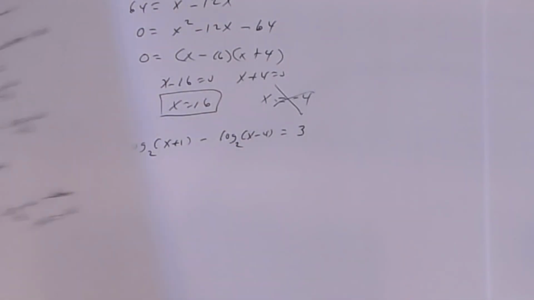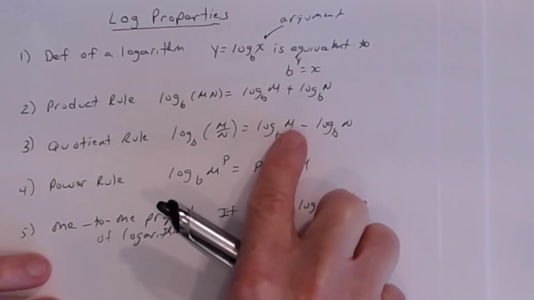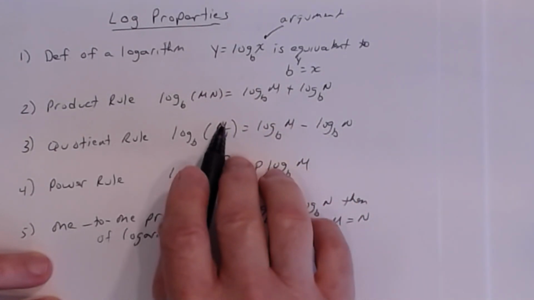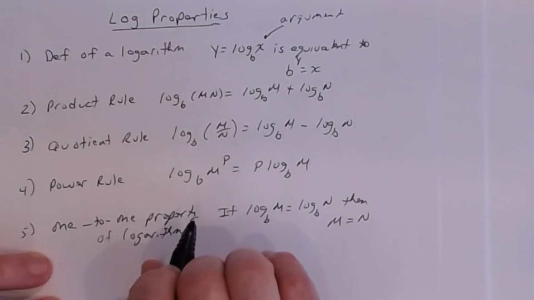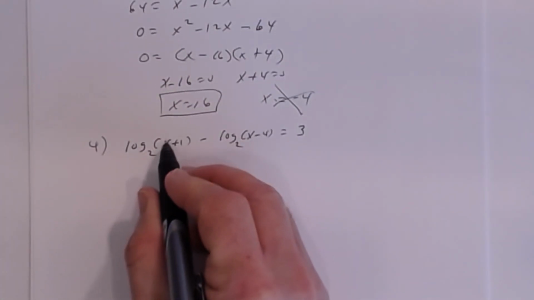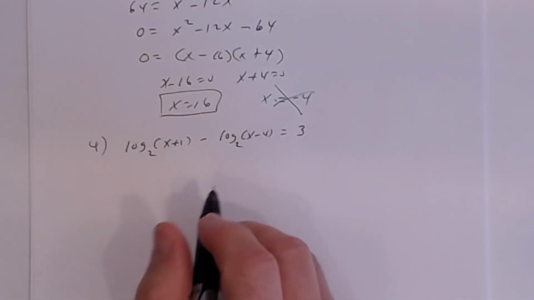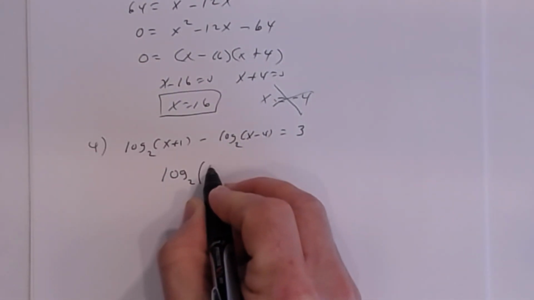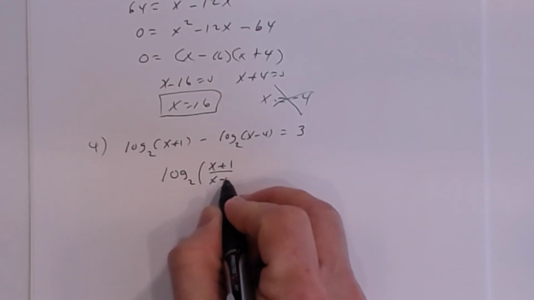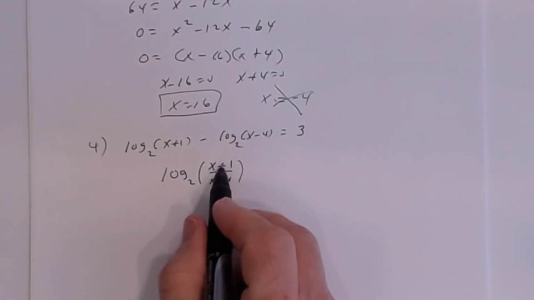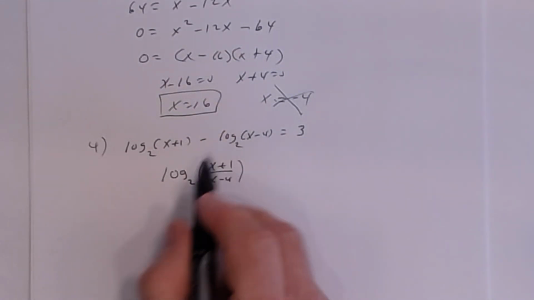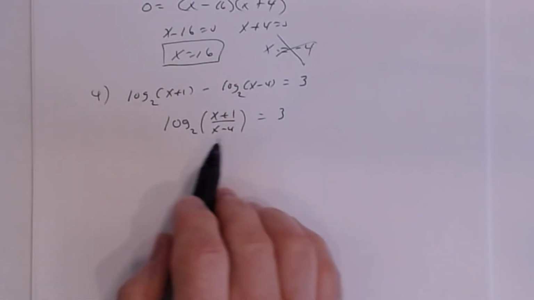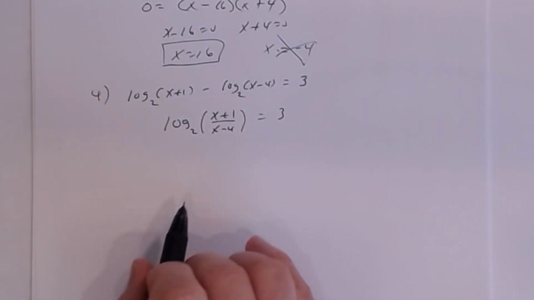Now always remember though, when you subtract, the order in which you subtract matters. So notice that m is a numerator, n is the denominator. So when I rewrite this, this is going to be your numerator, and this is going to be your denominator. So look how this is going to look. You have the log base 2 of x plus 1 divided by x minus 4. See, the log of the numerator minus the log of the denominator. That's what you see here. Equals 3. And now I have a single logarithm, so I can rewrite this as an exponential.